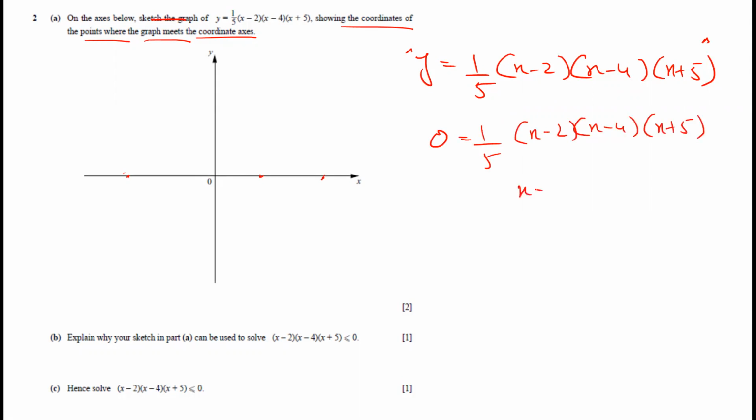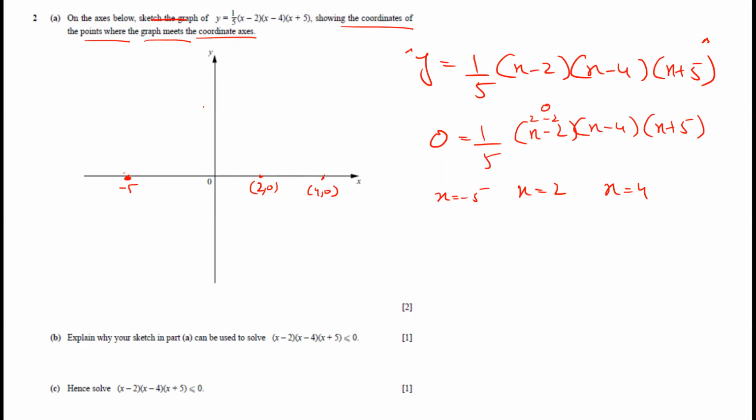Now if you have x equals 2, then 2 minus 2, the whole thing would be 0. And 0 multiplied by minus 4 multiplied by plus 5, whatever number we multiply with 0, you always get 0. So one point where the graph is going to intercept the x-axis would be (2, 0). The other point would be (4, 0). Another point would be (minus 5, 0).